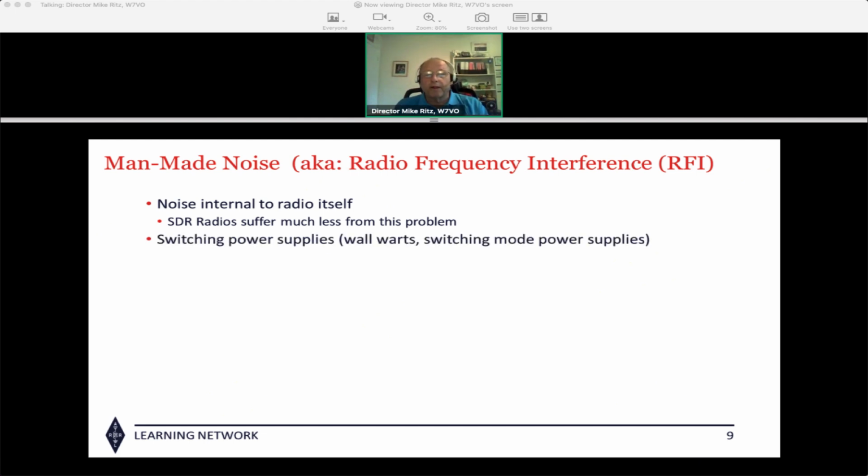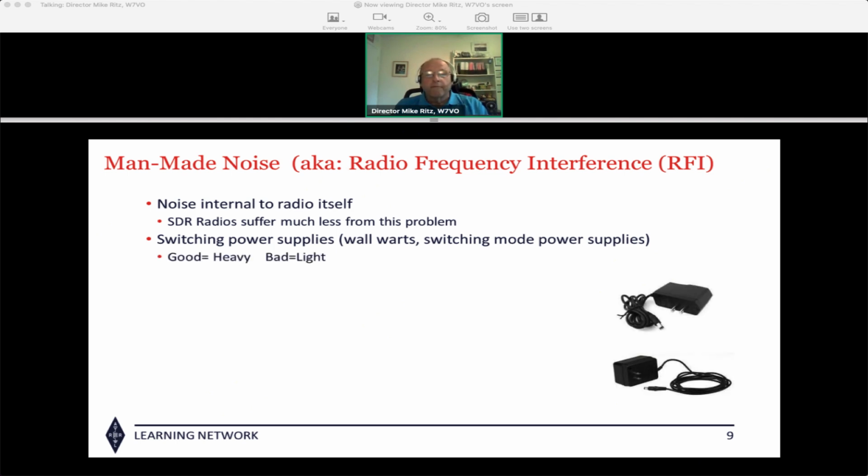Switching power supplies, wall warts, right? Things that we use to power our accessories. These are a huge noise source mostly. And keep in mind, there are good ones and bad ones, right? The good ones are the ones that are nice and heavy and have a transformer in them. And I'm going to show you guys an example of this later. And the ones that are extremely light are generally pretty bad. And we're going to have a demonstration of just how bad they can be.